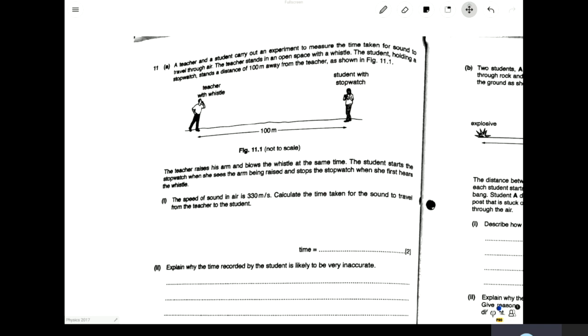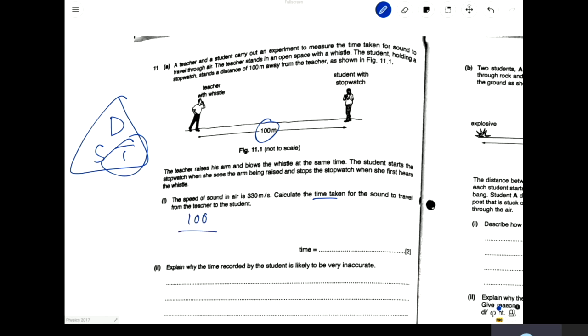Calculate the time taken for the sound to travel from the teacher to the student. So this is the DST triangle. You've got to use the DST triangle. We want to find the time, so we need to take distance divided by speed. Distance is 100 meters and speed is 330. So we get about 0.30. Okay, 0.3 seconds.